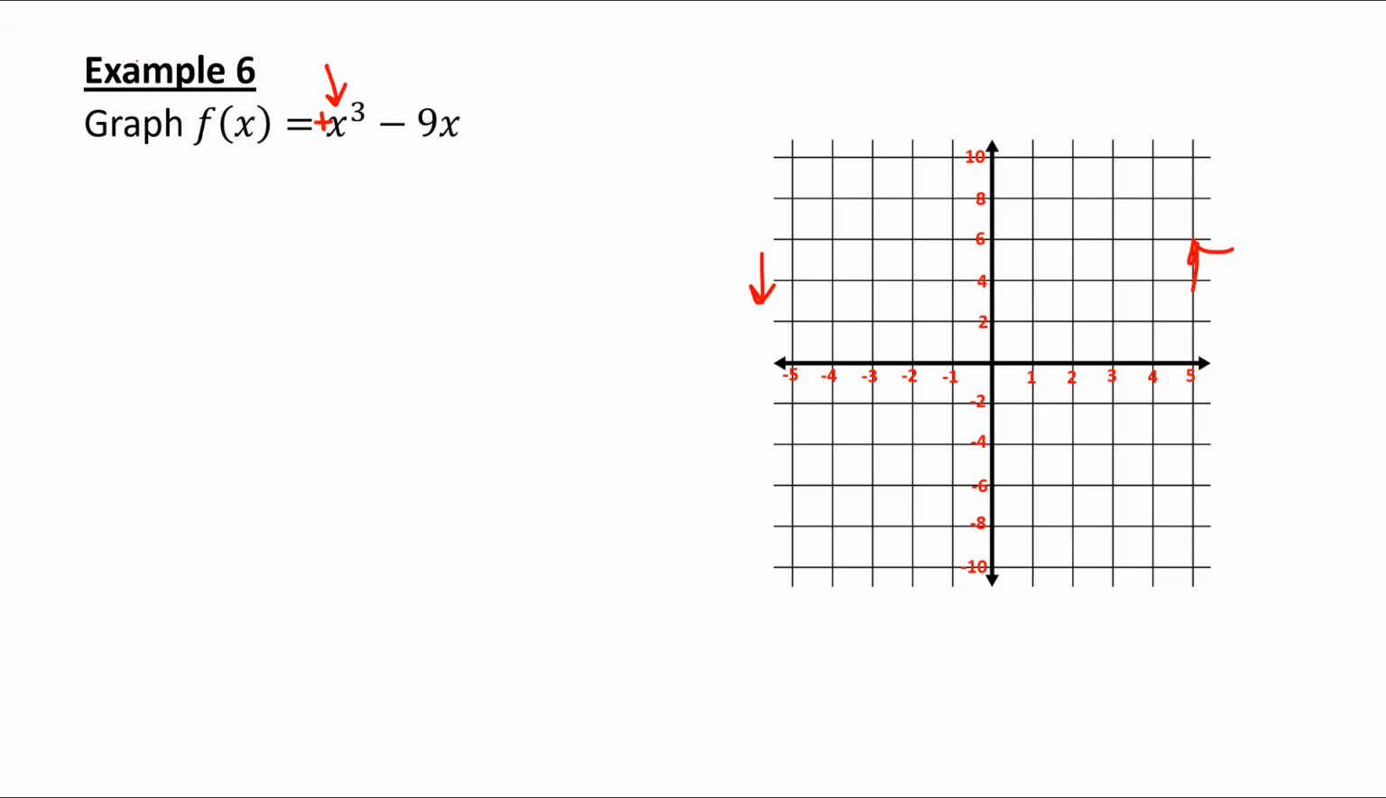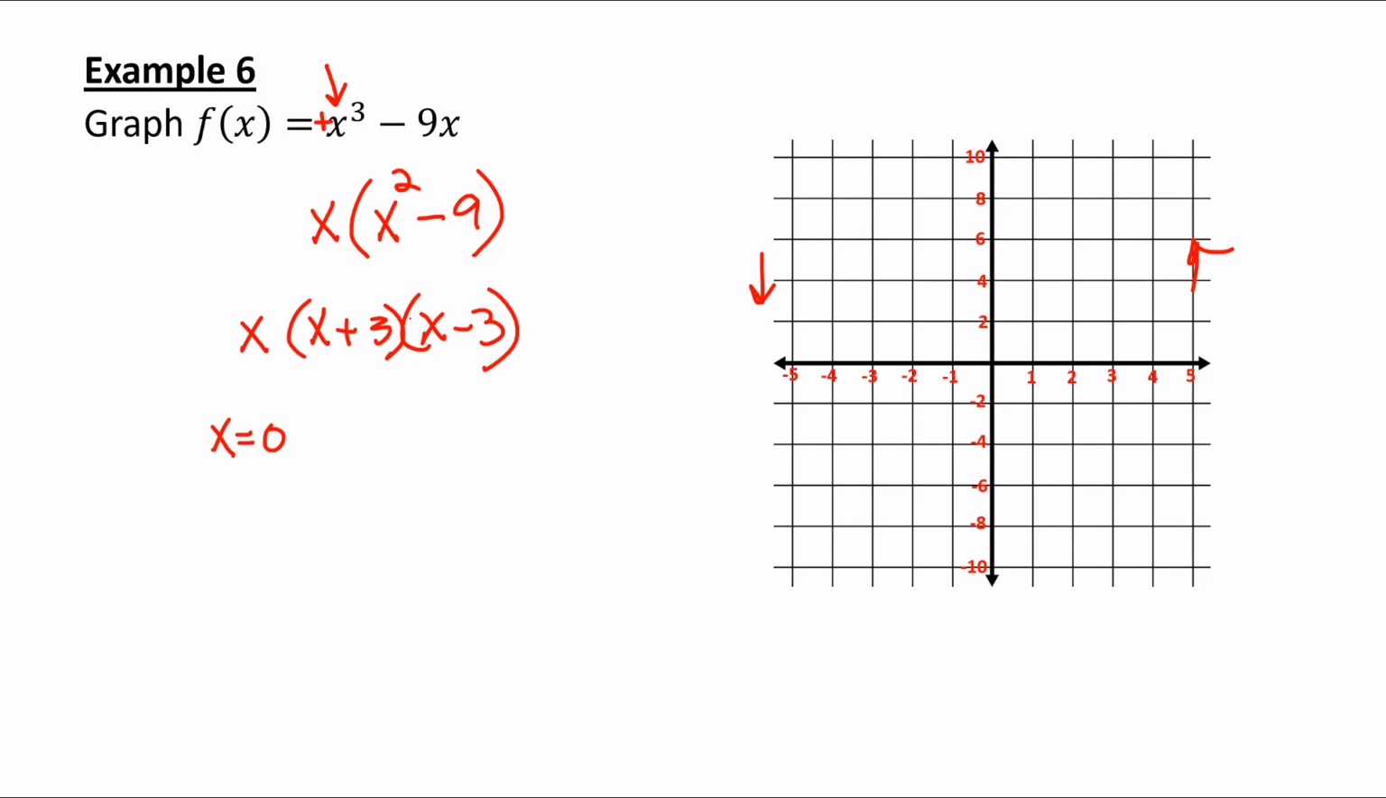Okay, now I'm going to factor it. So factor out the x, and you have left x squared minus 9. Since we know how to factor a difference of squares, we can factor that a little more, factoring this to be x plus 3, x minus 3. So that's how this function factors, and therefore I know the zeros. x equals 0 is a 0. x equals -3 is a 0 from this factor.